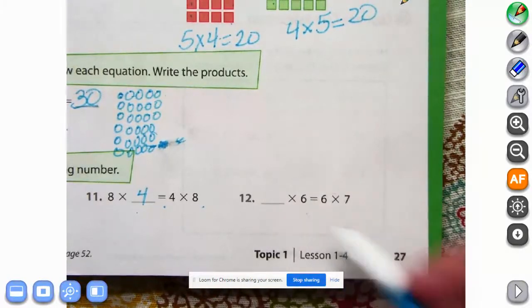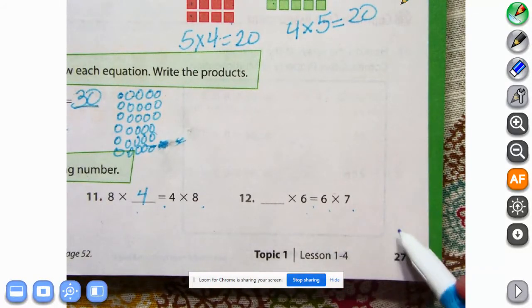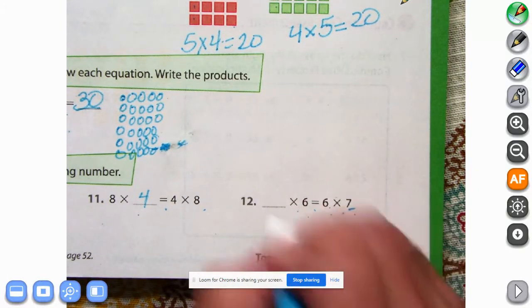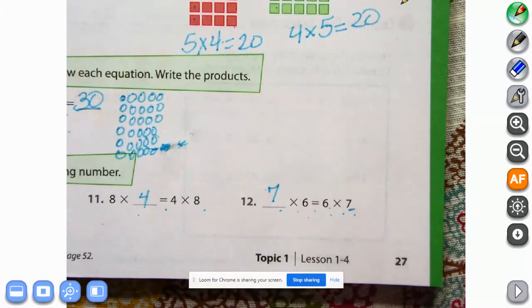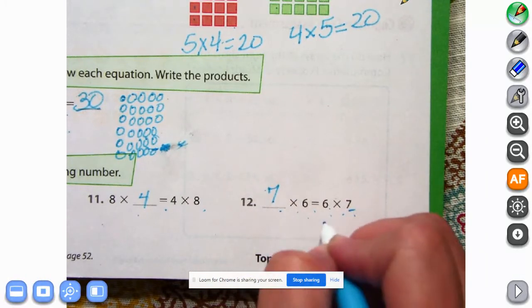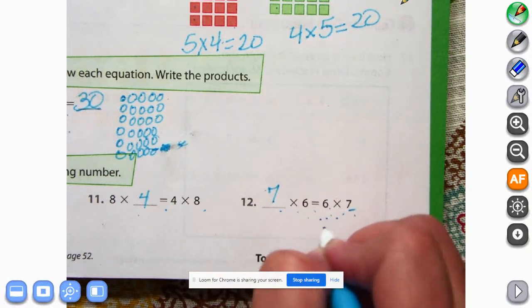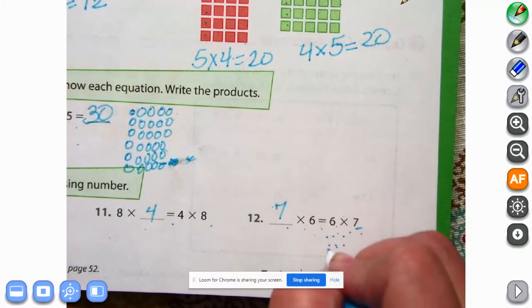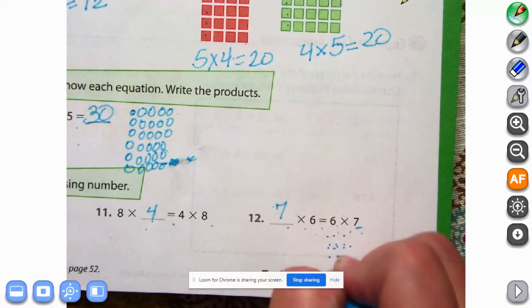Blank times 6 is equal to 6 times 7. Okay? So 6 times 7, 7's here, so that means that has to be 7. And 1, 2, 3, 4, 5, 6. 6 times 7. Could do a lot of these rows here.